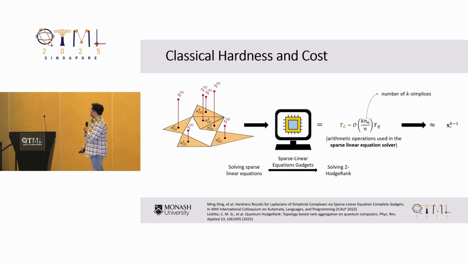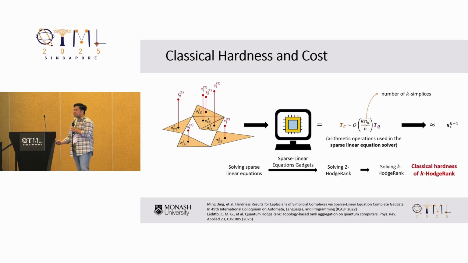Okay, so why do we use this classical baseline? Because in a recent paper, there is a classical hardness result for solving the second HodgeRank from solving sparse linear equations. So it says that solving the second HodgeRank is as hard as solving sparse linear equations. So by the assumption that solving HodgeRank is as hard as solving second HodgeRank, we can establish the classical hardness of the HodgeRank problem.